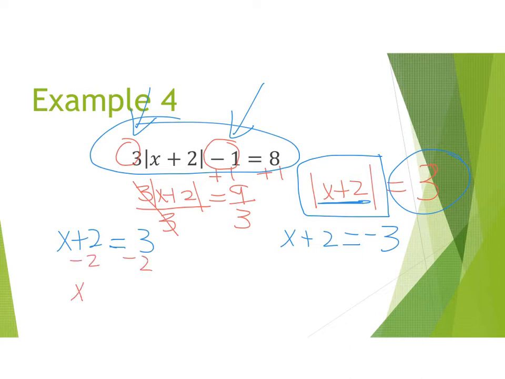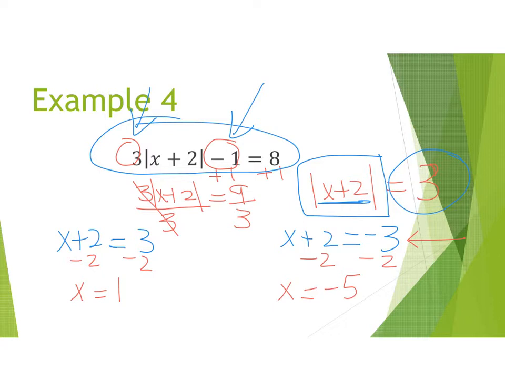Subtract 2. So I'm at 3 on the number line. I move 2 in the negative direction. That puts me at 1. And I'm going to subtract 2. I'm at -3 on the number line, and I move 2 more in the negative direction, and that puts me at -5.